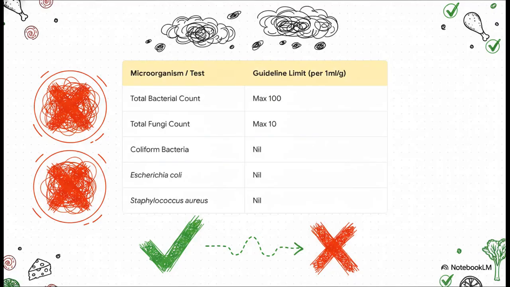And here's what those rules can look like in the real world. This is just an example, but you see how black and white it is? For general bacteria or fungi, there might be a very small acceptable limit. But for our key indicators and the really dangerous pathogens, the standard is often 0. The guideline for coliforms, E. coli, and a pathogen like staph is nil, 0, none allowed. This is how that whole complex system of indicators gets turned into a simple, clear pass-fail test.